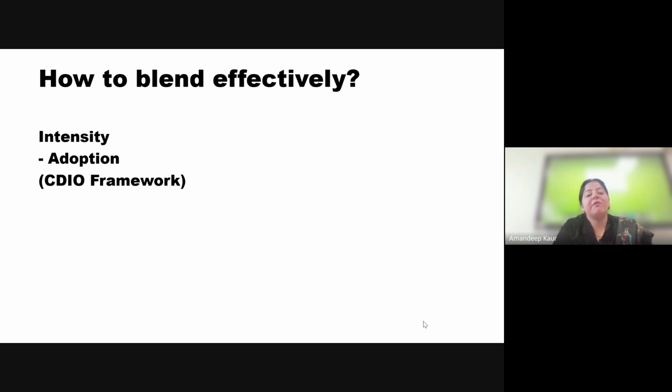So the best framework here is conceive, develop, implement and orient. Initially start at a smaller level, and then once the teacher and the supporting team are able to do this work very efficiently, we need to extend it to a larger level. So conceive, develop, implement, and orient.